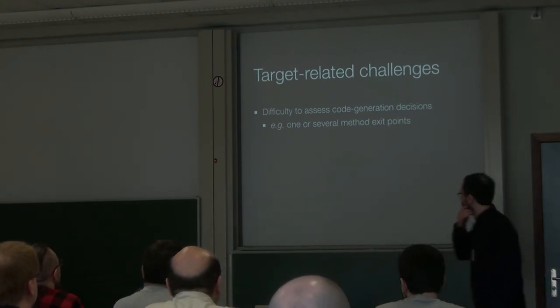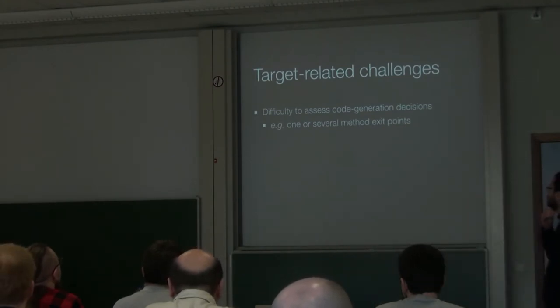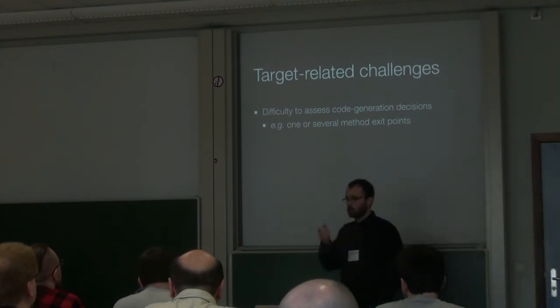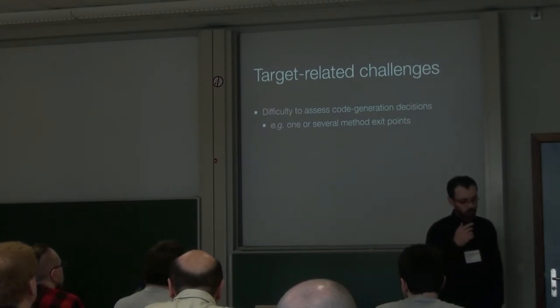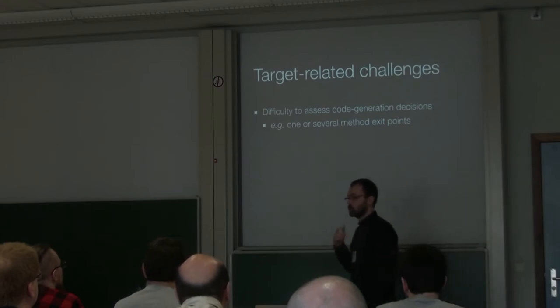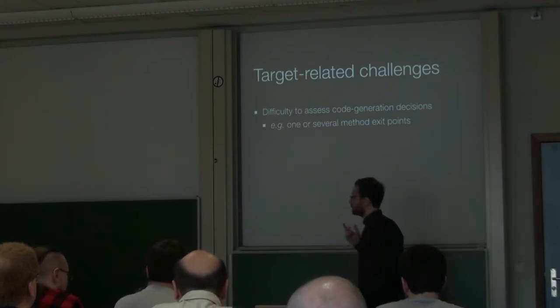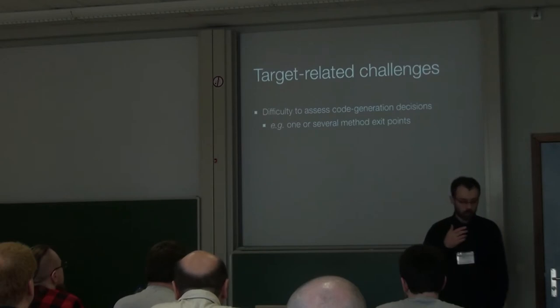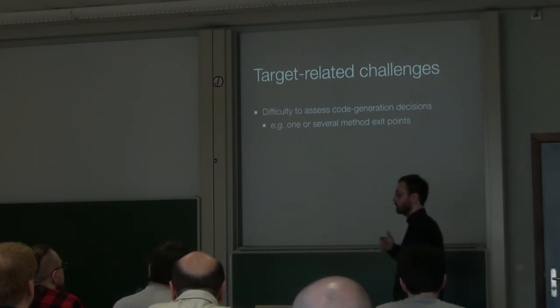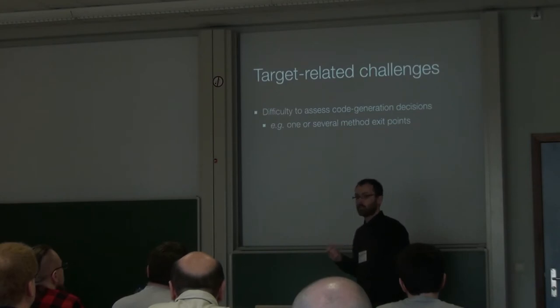But there are still some problems. For example, it's not very easy from this documentation to anticipate the impact of some decision on your code generator. So for example, it's not easy to say beforehand whether it is best for the JIT to have a single exit point or multiple exit points for the methods.